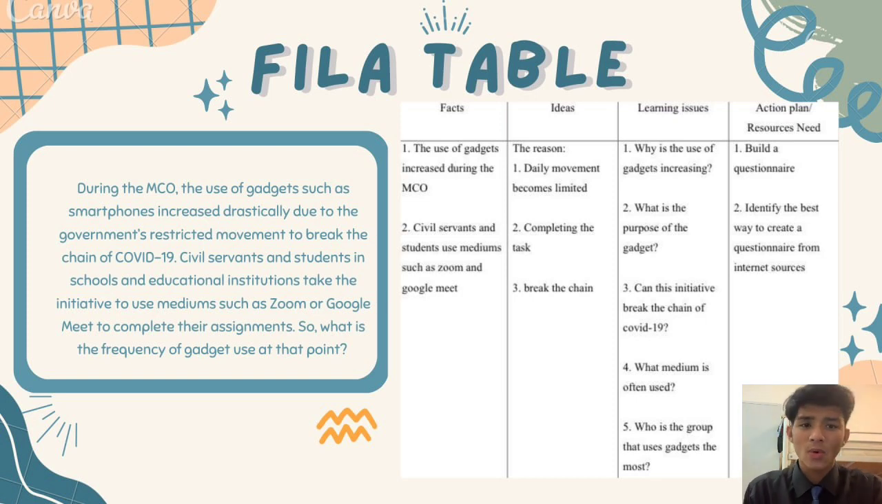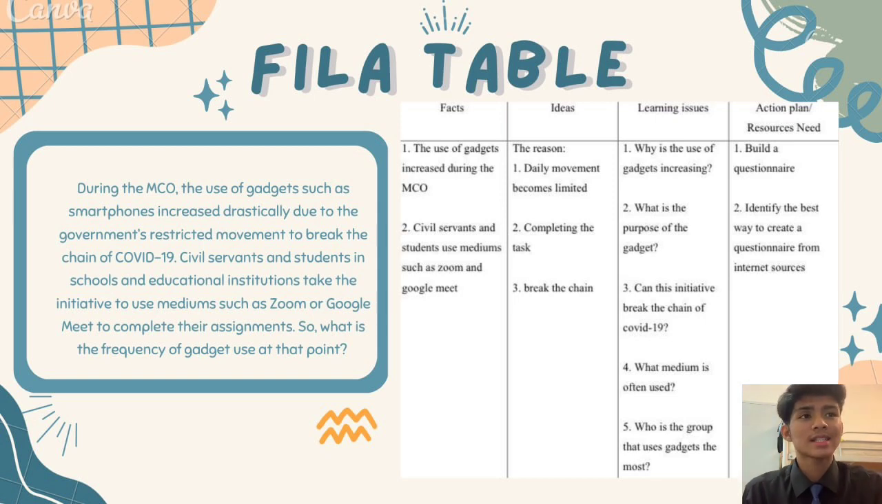And for the ideas: why do people use gadgets to communicate, or what is the function of gadgets during the MCO? The first is that daily movement is limited, then people complete their tasks, and then break the chain. So what are the learning issues of this MCO? Based on the FILA table, why is the use of gadgets increasing? The second is what is the purpose of the gadget? In addition, can this break the chain of COVID-19? Next, what medium is often used? And lastly, which group uses gadgets the most?